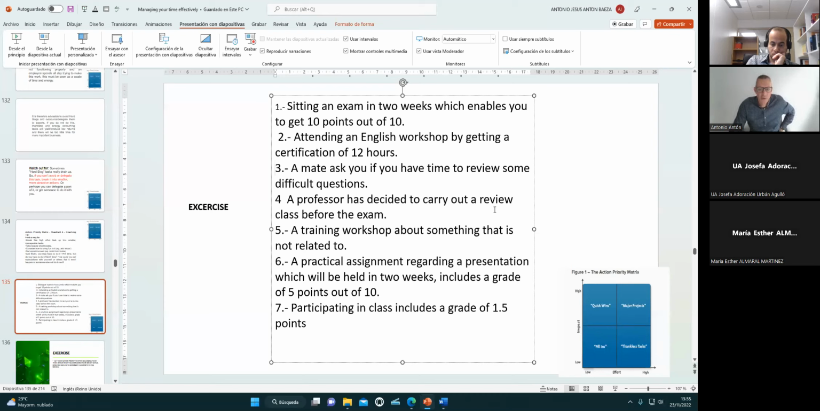The professor had decided to carry out a review class before the exam. What it is, so obviously it depends. Perhaps for me, you are added to carry out a review. A review is not a lot of effort to go to. However, it might be high impact because, to some extent, perhaps the professor explains something very important in the exam.